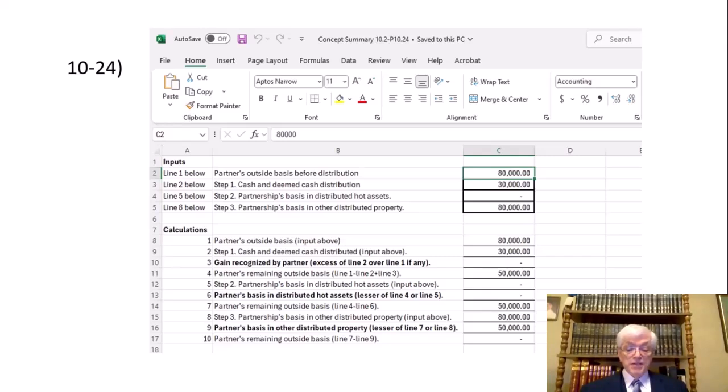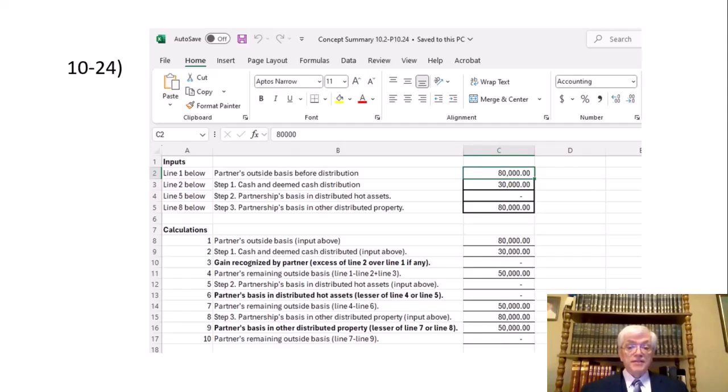Letter B, based on the information in your spreadsheet, how much gain or loss will Terry recognize? No gain or loss is recognized. The only place you would recognize a gain would be in line 3, and she didn't. How much is Terry's basis in the land, accounts receivable, and the TMF partnership? Well, the land is $50,000. TMF partnership we saw was 0. That's line 10.